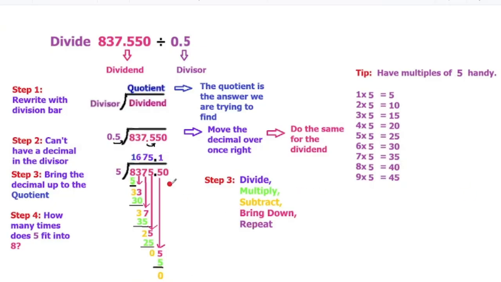So now we have just this 0 to bring down to meet this other 0. So 5 fits into 0, 0, and that's the end. So we're done. We're finished with the long division portion. So now we can just fill in the answer here. The answer is 1675.10. And that's it. That's the whole problem.